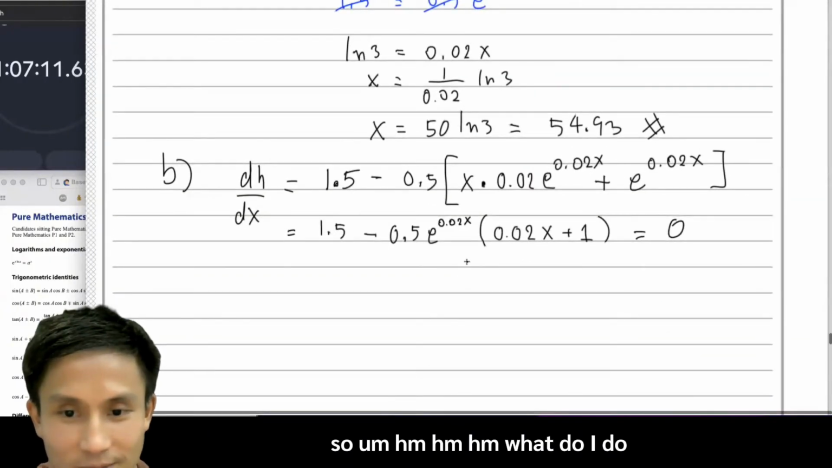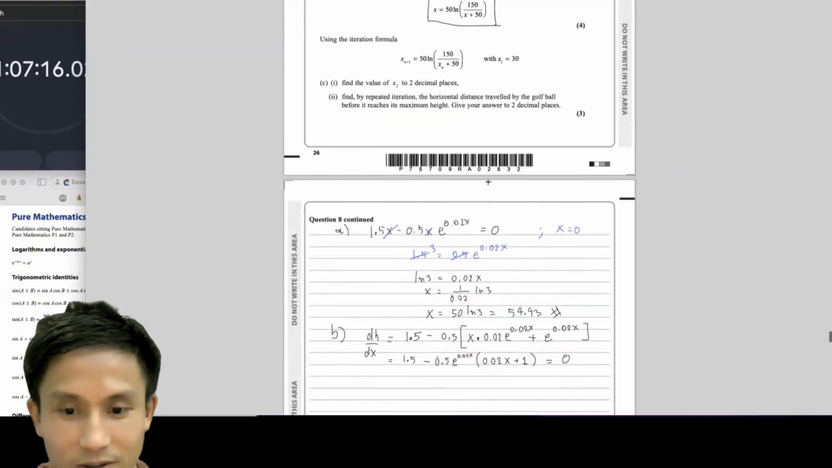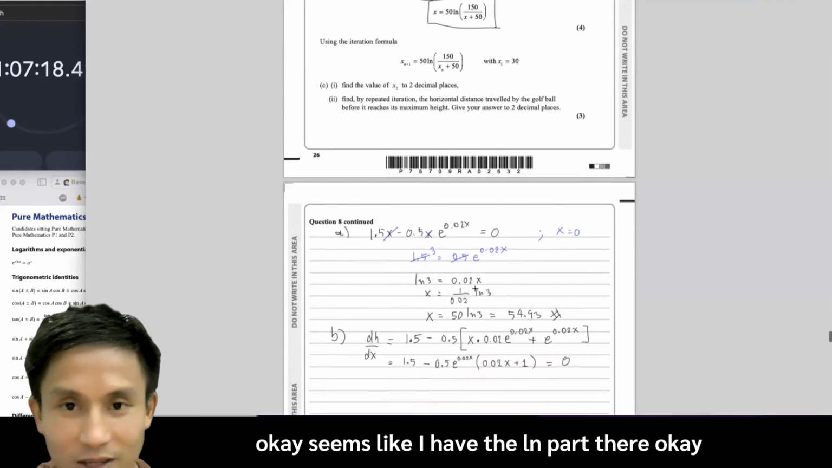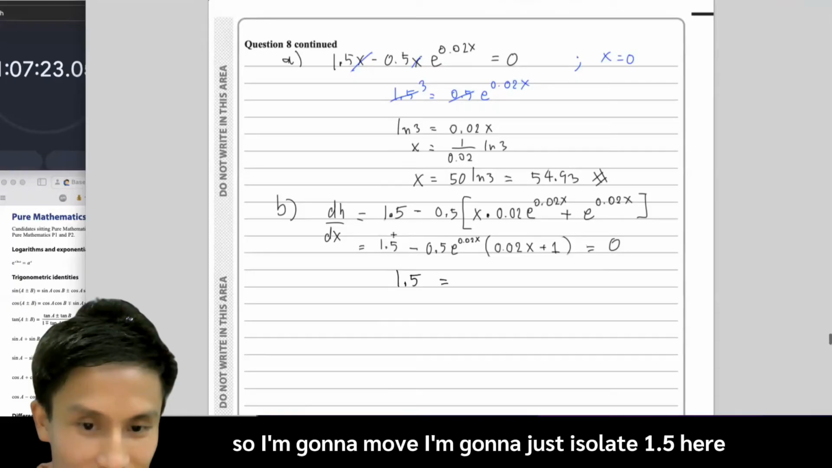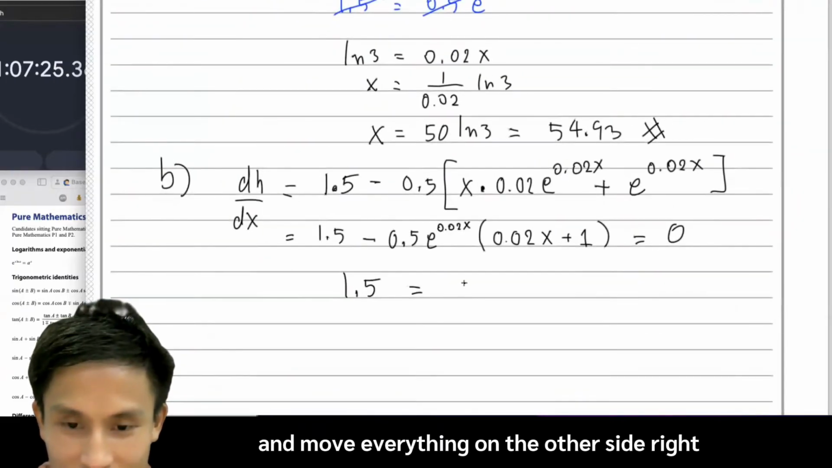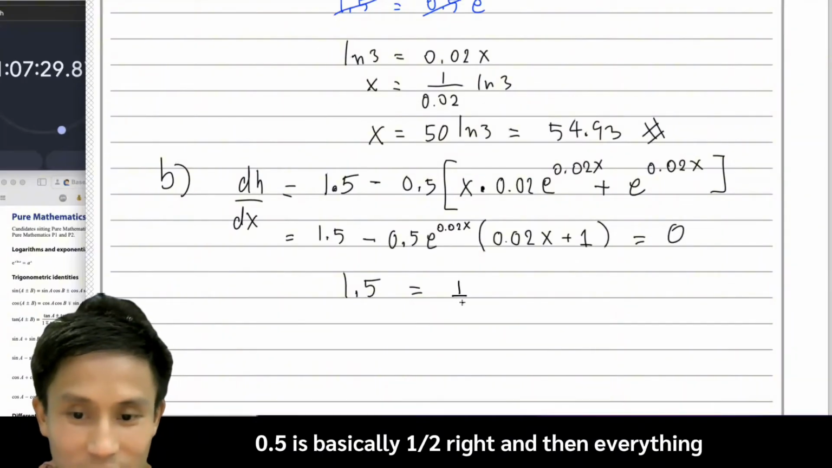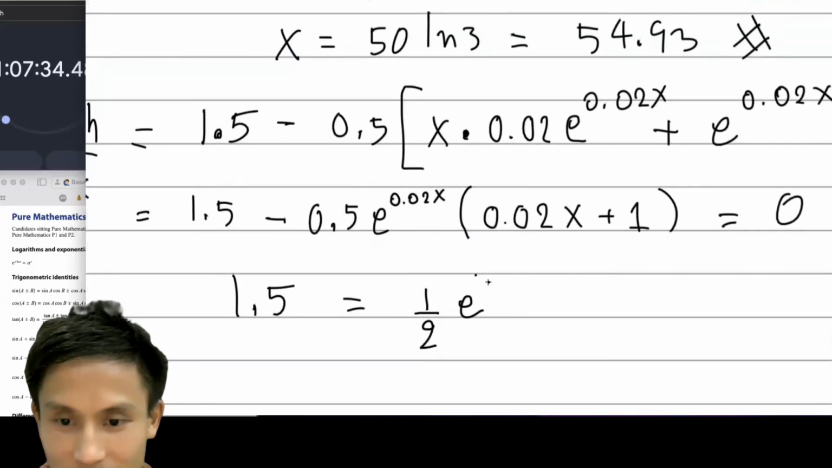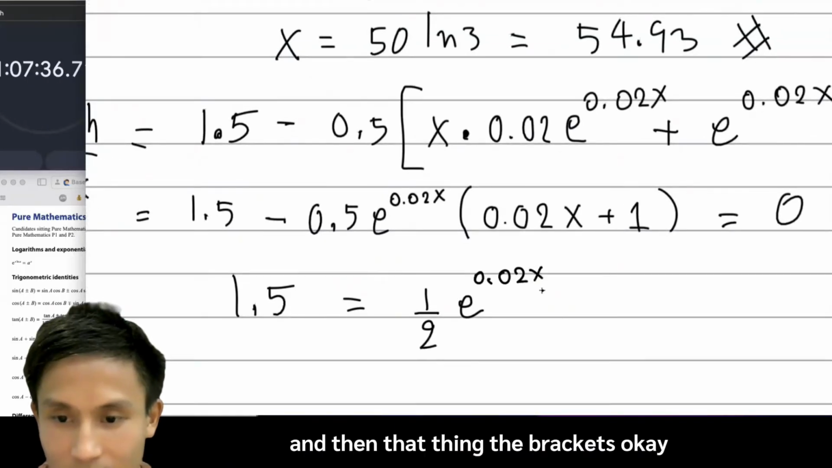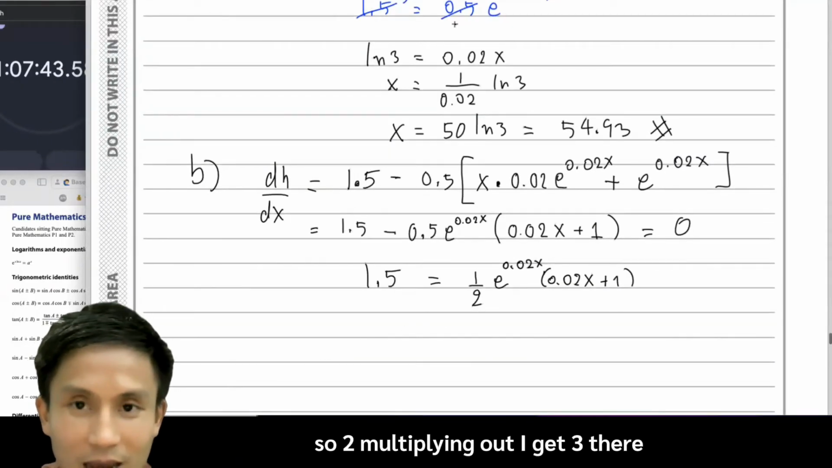Okay, so what do I do? Okay, seems like I have the long part there. So I'm just going to isolate 1.5 here and move everything to the other side, right? So 0.5 is basically 1 over 2, right? And then everything, and then the brackets. Okay. So 2 multiplying out, I get 3 there.